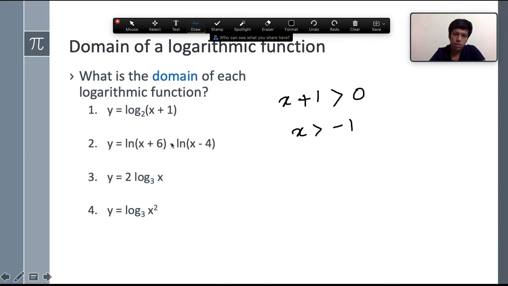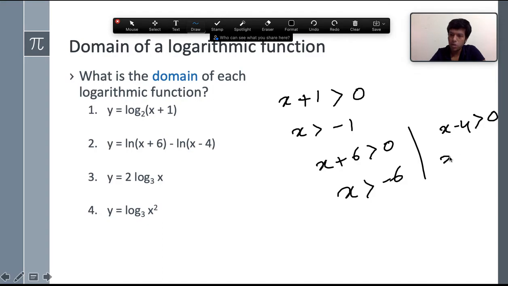Now this one, x plus 6 has to be greater than 0. Then x has to be greater than minus 6. Then x minus 4 also, there are two values here for two numbers. x minus 4 has to be greater than 0. That means x has to be greater than 4. Now you see there is a problem here where you have two conditions. You will have to look at, if you combine both of them, what is remaining.